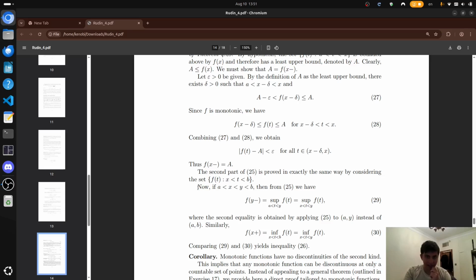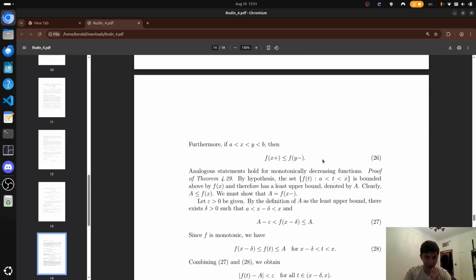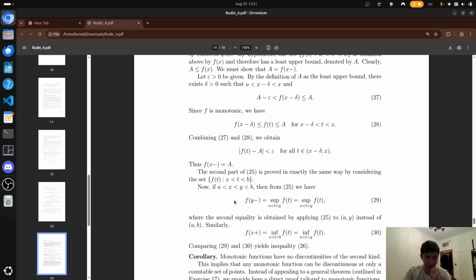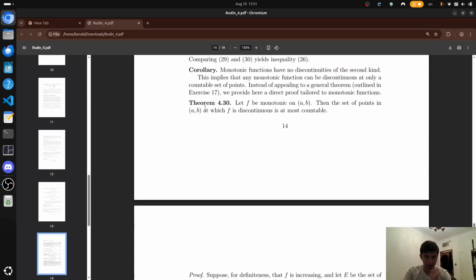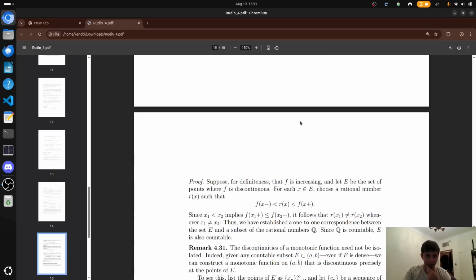And this is basically exactly what I explained over here. It's basically saying it in rigorous terms over here. Now we have the following theorem. Let f be monotonic on (a, b). Then the set of points in (a, b) at which f is discontinuous is at most countable. This is very interesting. And the strategy here is to associate every discontinuity with some sort of rational number between discontinuities, which we choose. And this shows that it's countable.